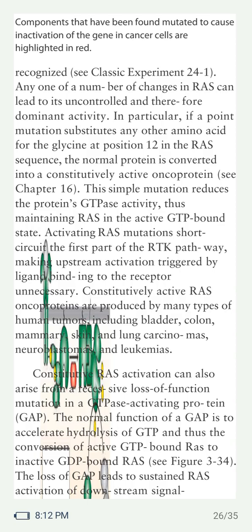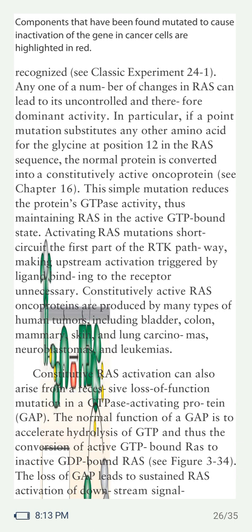Any one of a number of changes in RAS can lead to its uncontrolled and therefore dominant activity. In particular, if a point mutation substitutes any other amino acid for the glycine at position 12 in the RAS sequence, the normal protein is converted into a constitutively active oncoprotein. The simple mutation reduces the protein's GTPase activity, thus maintaining RAS in the active GTP-bound state.